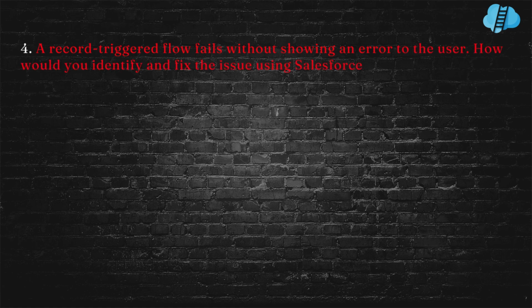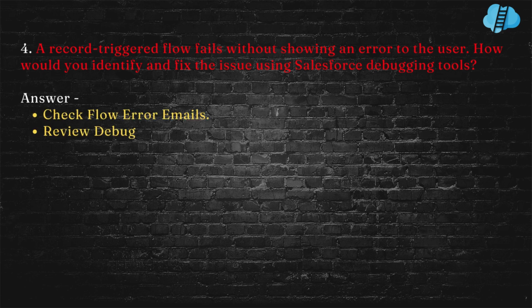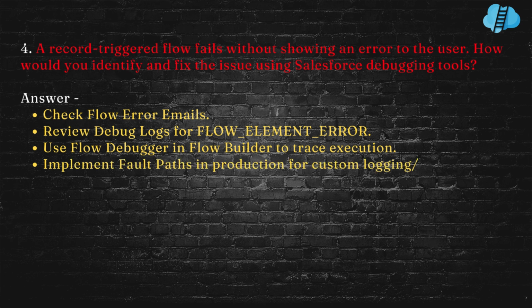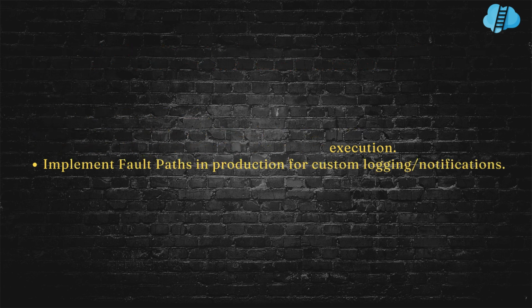4. A record-triggered flow fails without showing an error to the user. How would you identify and fix the issue using Salesforce debugging tools? Answer. Check flow error emails. Review debug logs for flow_element_error. Use flow debugger in Flow Builder to trace execution. Implement fault paths in production for custom logging, notifications.